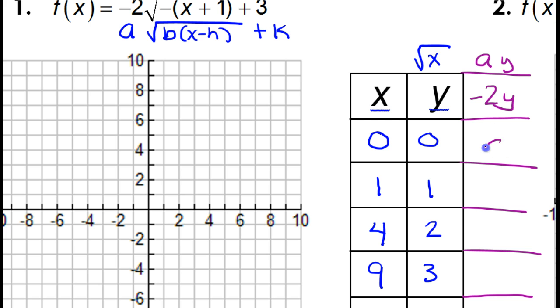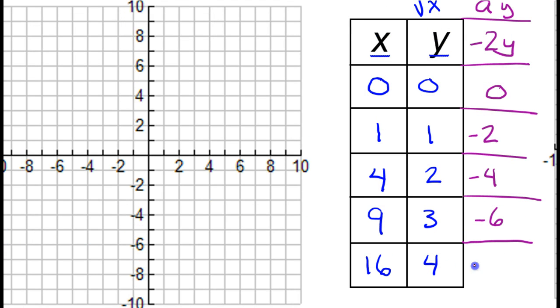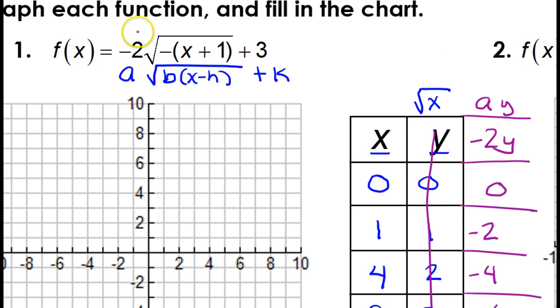So negative 2 times 0 is 0. Negative 2 times 1 is negative 2. Negative 2 times 2 is negative 4. Negative 2 times 3 is negative 6. And negative 2 times 4 is negative 8. Okay, so once you have your new y column, you can throw out your old y column. All right, we're going to use this for our y values now. Okay, so that takes care of this. All right, now we've done that.